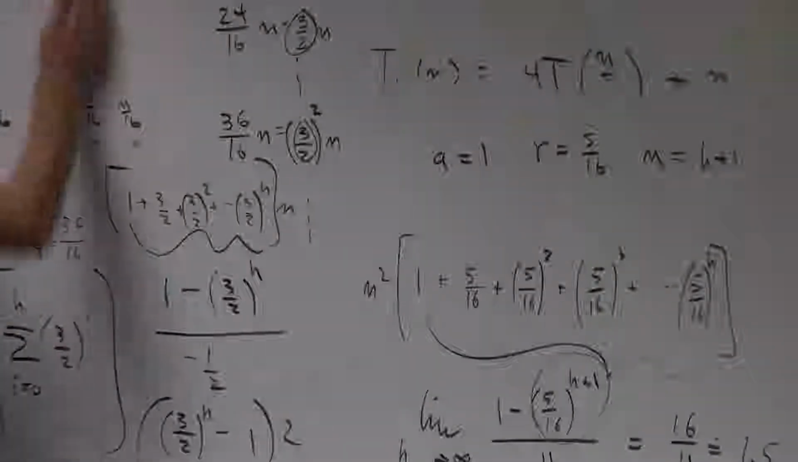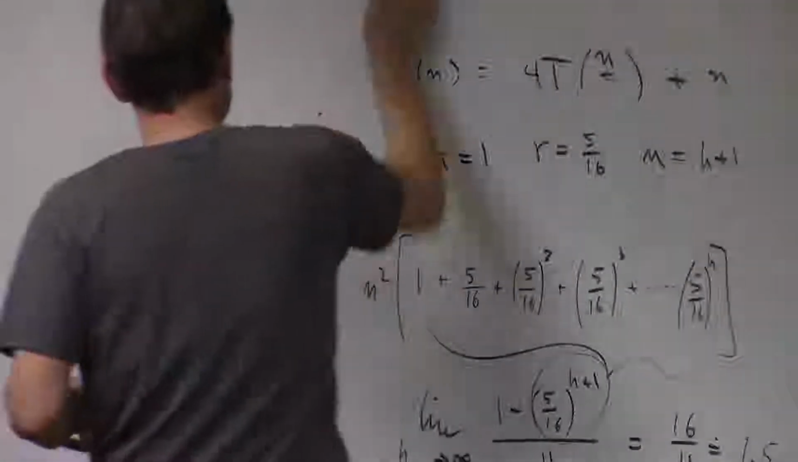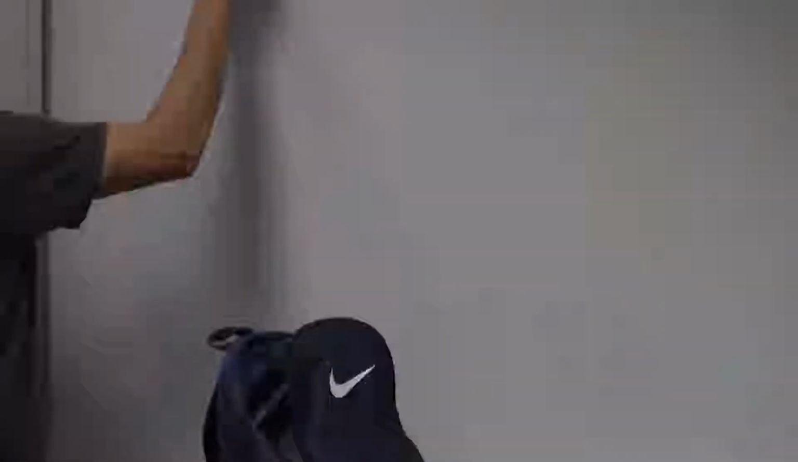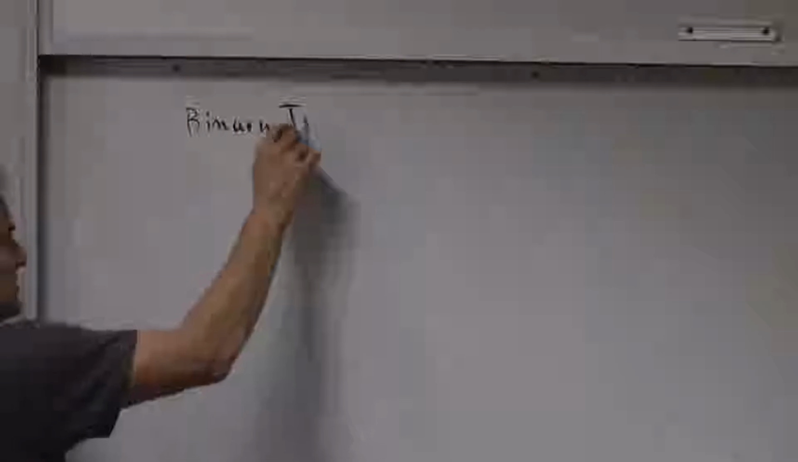So let's look at another problem. I'll give you a problem and we want to try to solve it. Let's think about binary trees. A binary tree is a tree where a node can have at most 2 children, right?